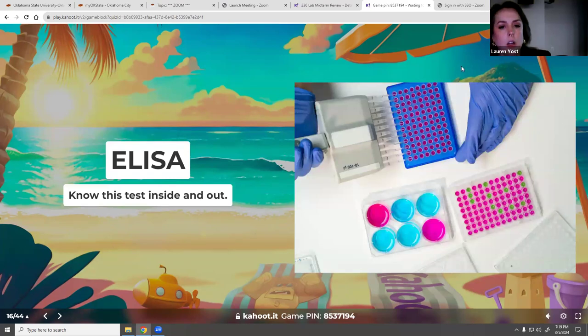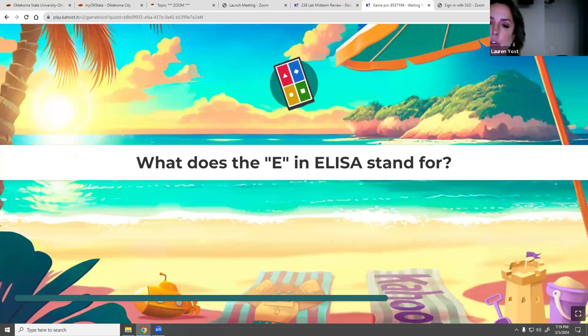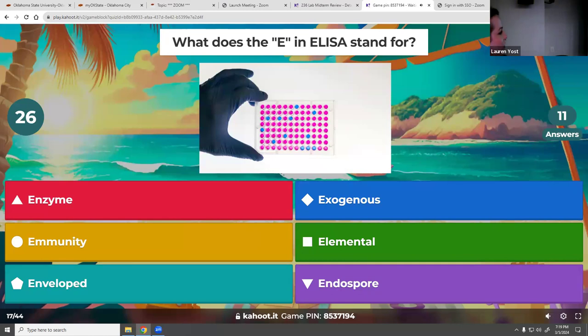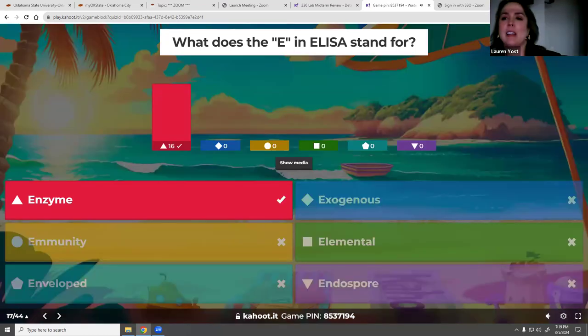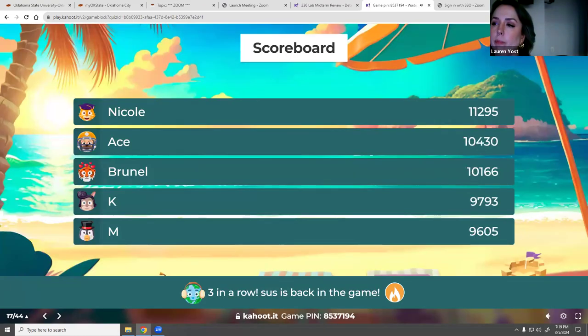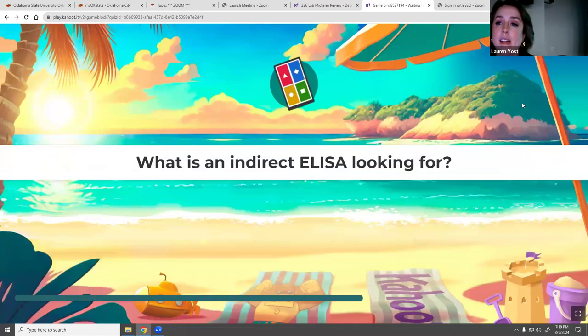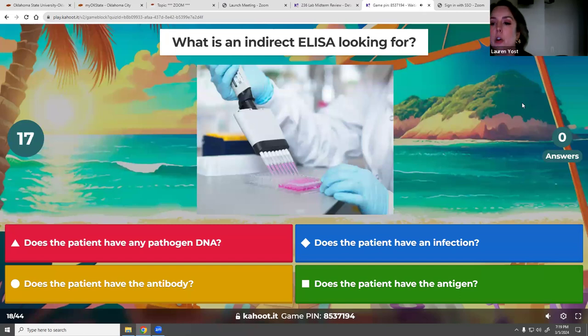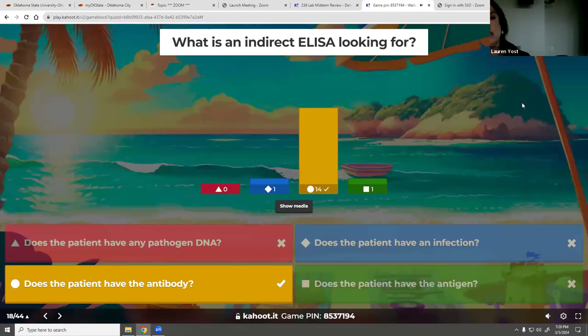Okay, next is ELISA. I say know this test inside and out. Be sure you understand the mechanisms of it, okay? Remember there's two kinds? Well, we'll do this first. What does the E in ELISA stand for? Yep, so this is enzyme linked immunosorbent assay. Good job. All right, indirect ELISA. Remember there's two kinds, indirect and then direct. All right, so this is exactly right. The indirect ELISA is going to be asking, does the patient have the antibody? The direct asks, does the patient have the antigen? Right?